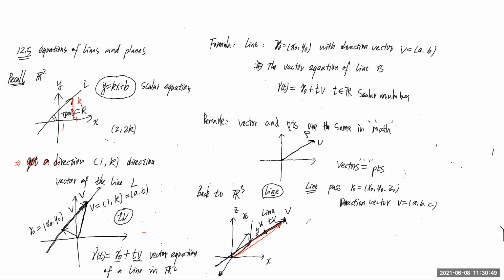By this, we can define gamma(t), or rather r(t), equals r0 plus tv. I like gamma because I use a lot of Greek letters. t is a parameter, a scalar number, and we call it a parameter. This is called the vector equation of a line passing through this point with this direction vector.